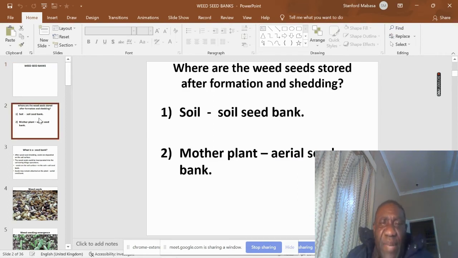So seed banks are where seeds are stored. The question is, where are the weed seeds stored after formation and shedding? The answer is they are stored in the soil, and we have the soil seed bank. They may also remain on the mother plant, what we refer to as the aerial seed bank.